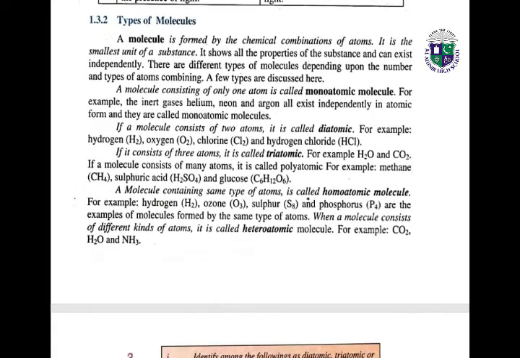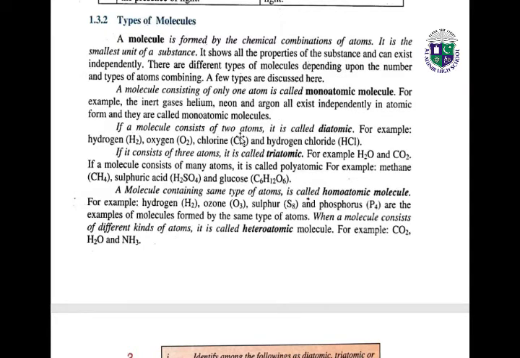Types of molecules. First of all, look at the definition of a molecule. A molecule is formed by the chemical combination of atoms. It is the smallest unit of a substance. Yes, we know about it. Here we have different types of molecules depending upon the number and types of atoms combining. If a molecule consists of only one atom, it is called a monatomic molecule. For example, helium, neon, argon.